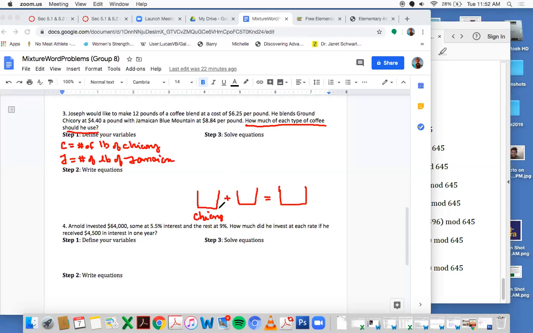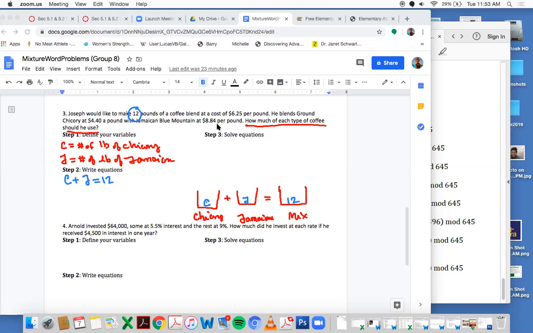So imagine you have a barrel of coffee here, and here's a barrel of Jamaican. And then I want to take a little bit of this and a little bit of that, right, and put it into a mixture. So this is the mix. I don't know how much chicory and how much Jamaican to take, so I'm going to say C and J. But I know that I want to make a total of 12 pounds. Okay, so this gives us our first equation. C plus J equals 12. So how much chicory and how much Jamaican gives us the 12 pounds.